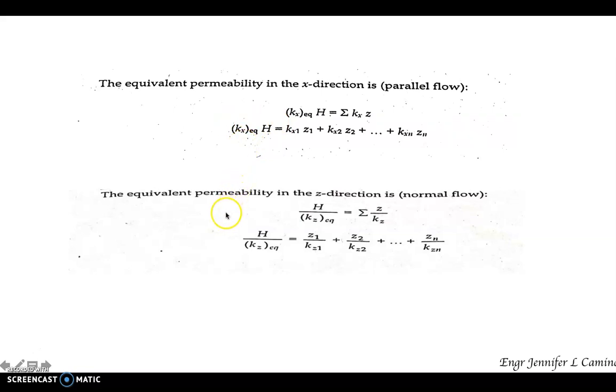So similarly, if you're going to compute for the equivalent permeability in the z direction, that is the normal flow, you're going to have this equation: H all over k sub z equivalent is equal to the summation of z all over k sub z. So basically for this, you simply have to simplify so that you can get the equivalent hydraulic conductivity, k sub z equivalent. So that is for a normal flow.